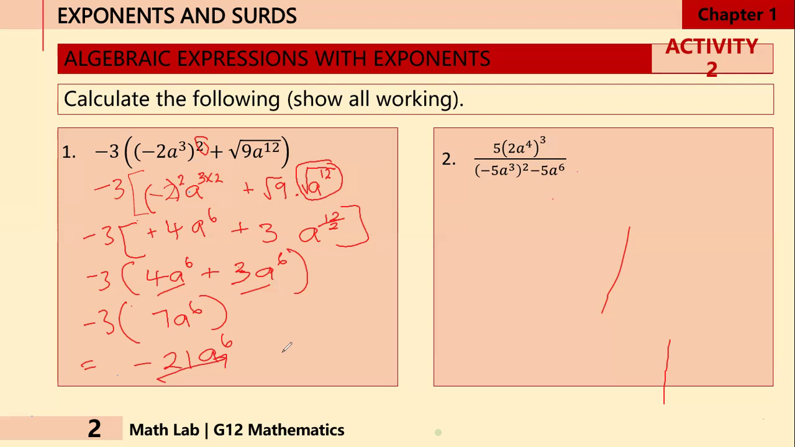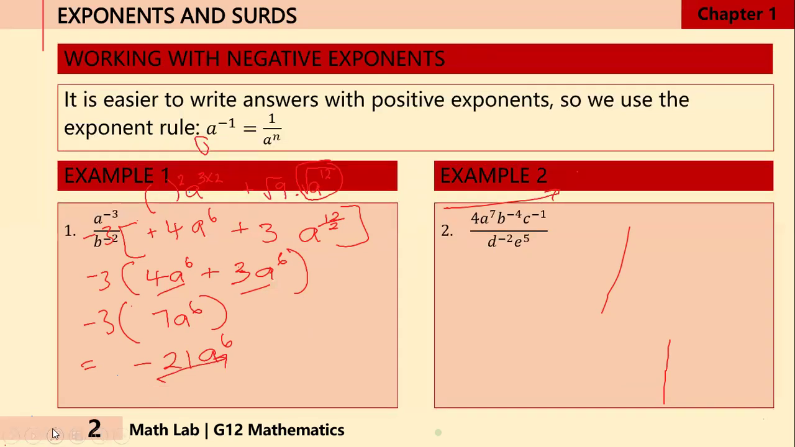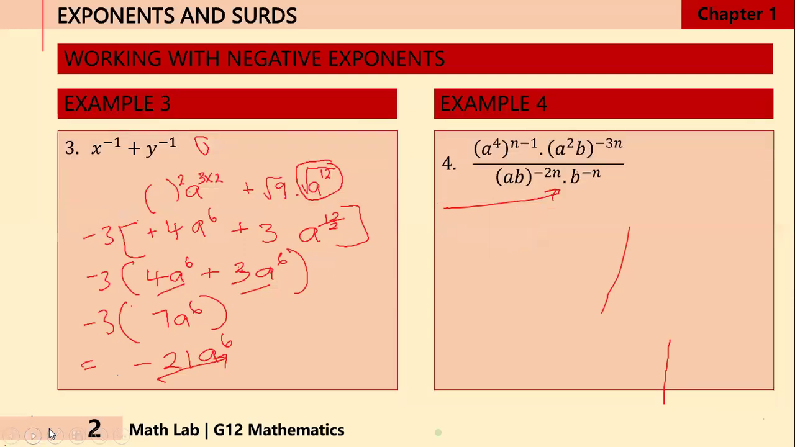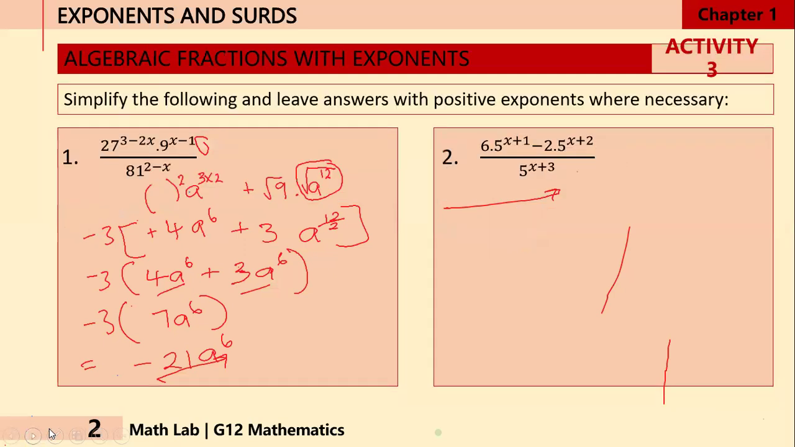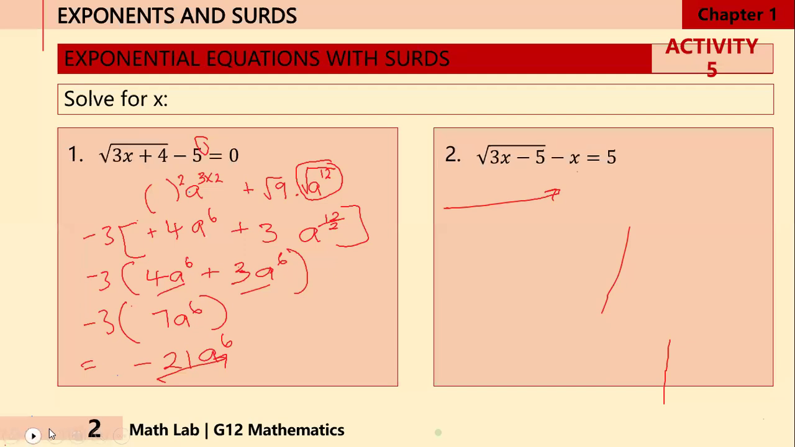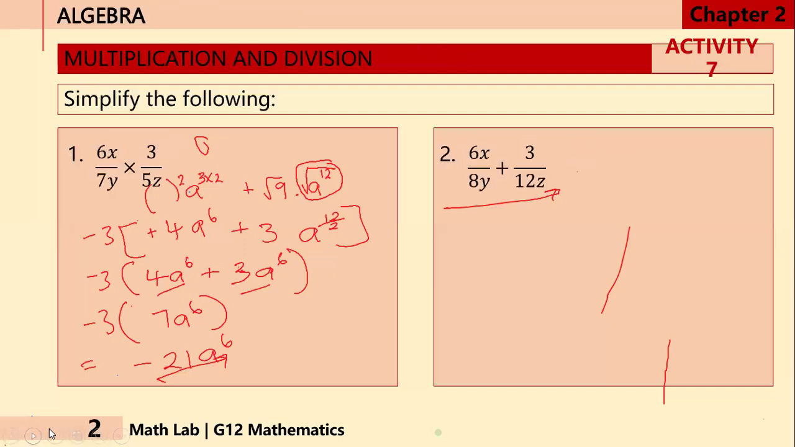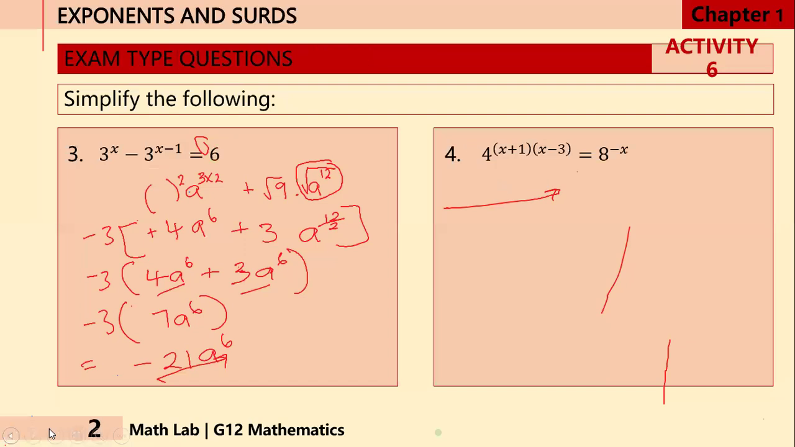So I see on our Zoom there, it says less than 1 minute left. So it's fine. You can do number 2 as homework, and then we'll proceed with the rest on our next class. So on our next class, we're gonna do more complicated questions, as you can see here. We have other more questions. We've got also exam type questions.